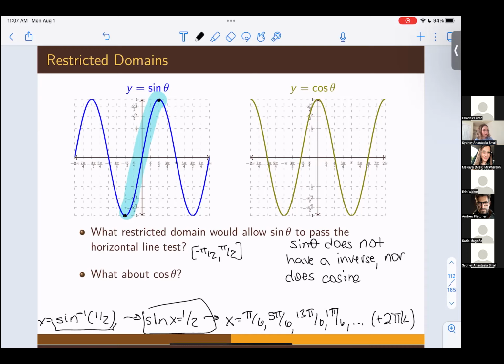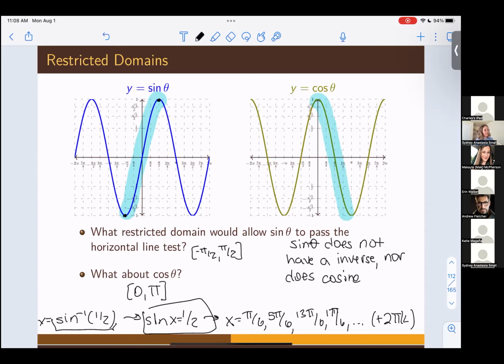So what does that mean? Well, that means all of the outputs for our inverse function are going to be within -pi/2 to pi/2, and we'll talk about that in a second. But we can also restrict cosine theta similarly, except we don't do -pi/2 to pi/2 because then that gives us that, which, wow, doesn't pass the horizontal line test. So instead for cosine, it is standard to go from here to here, which is 0 to pi.